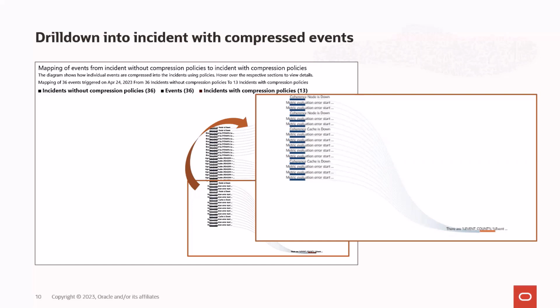This compression analysis included the policy I just created. I'm happy with the result, so I can publish and enable my policy for general use. In addition to assessing the general effectiveness of your current compression policies, you can use this analysis to identify events that are not compressed into any incident, and therefore a good candidate for additional event compression policies.